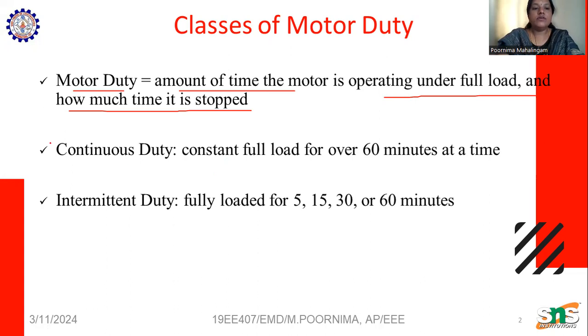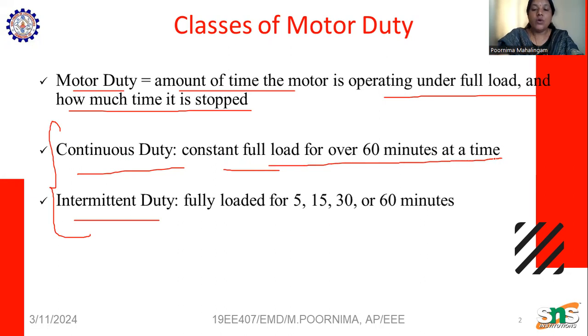Here we have two types of duty. One is continuous duty, and the next one is intermittent duty. So continuous duty means what? The motor runs at full load for 60 minutes at a time. For the 60 minutes, the motor should run at full load, not at 50 percent load or 70 percent load. It must run at full load.